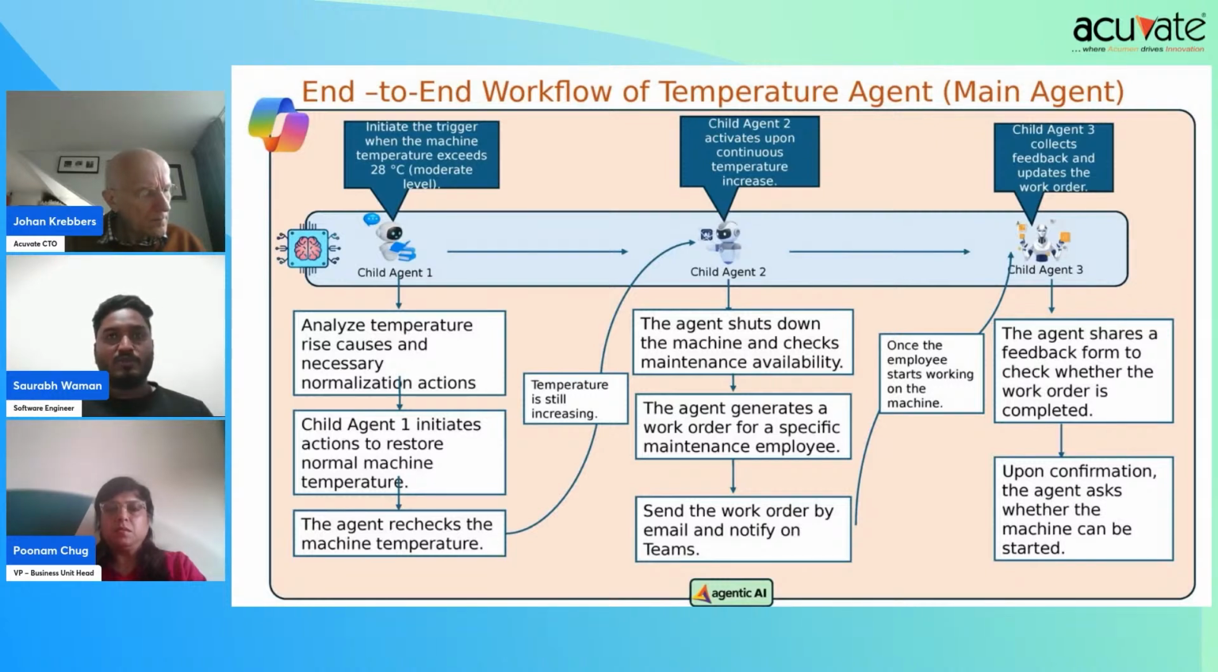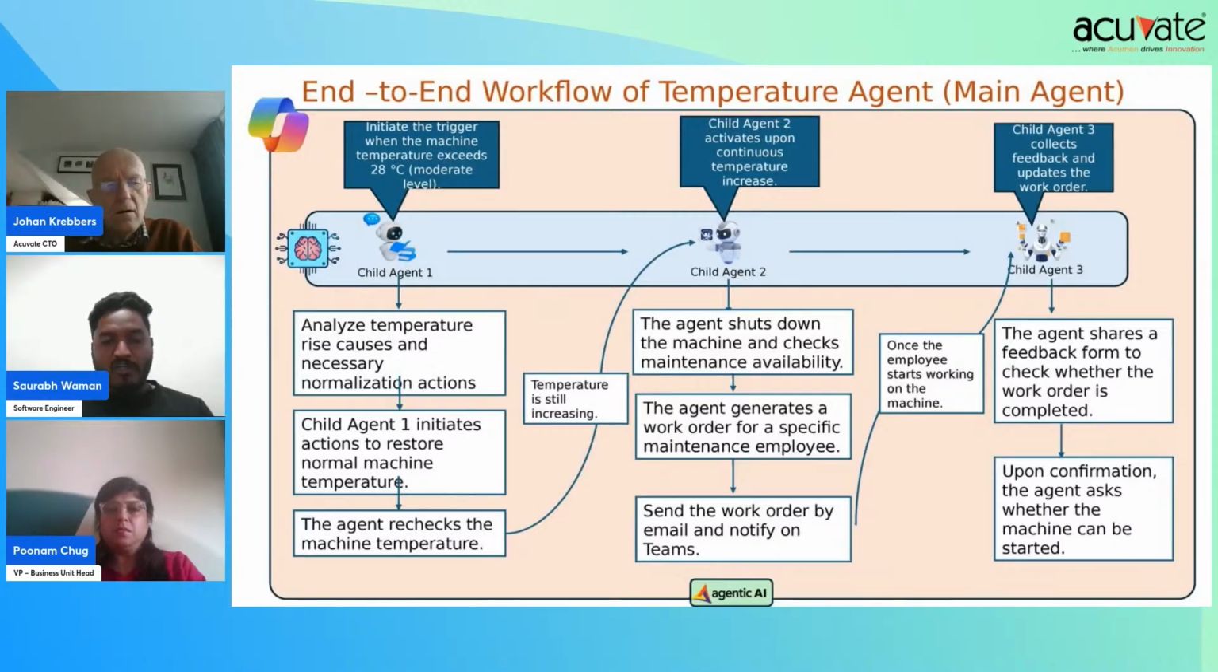If the machine temperature continuously keeps increasing, child agent 2 comes into the picture, and it will shut down that particular machine, and it will find out who is the available person to do the maintenance for that machine, and it will create a work order for that particular employee, and it will send that particular work order to the particular mail ID.